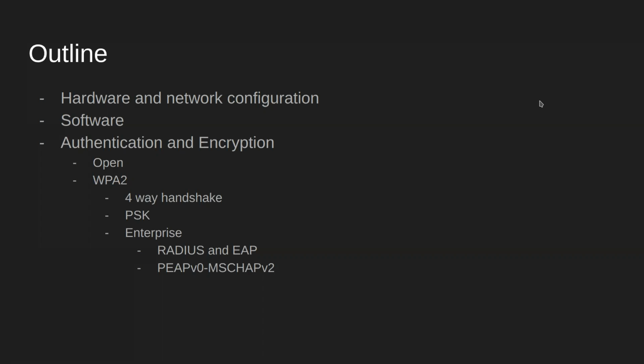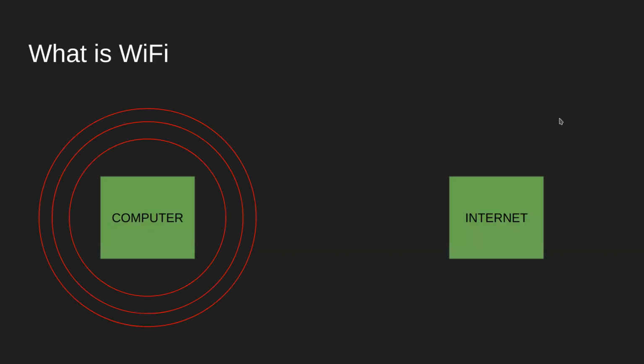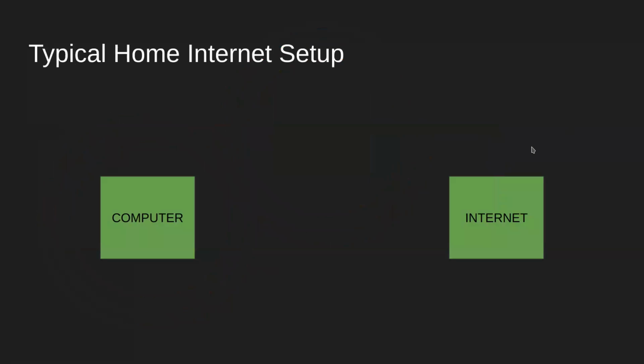Yeah, cool. What is Wi-Fi? It's just a way to connect computers to the internet, or specifically to a network. So cell phones connect to towers, and the towers connect to the internet. Cell phones operate over pretty long range, several miles. Wi-Fi is much, much lower powered, so it's only going to work on the order of yards.